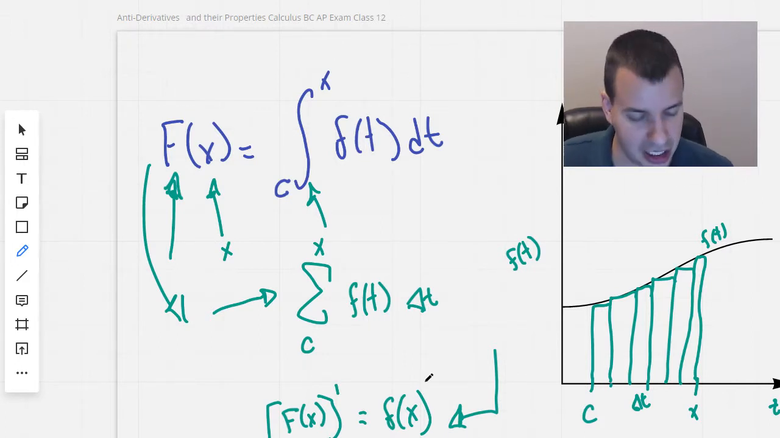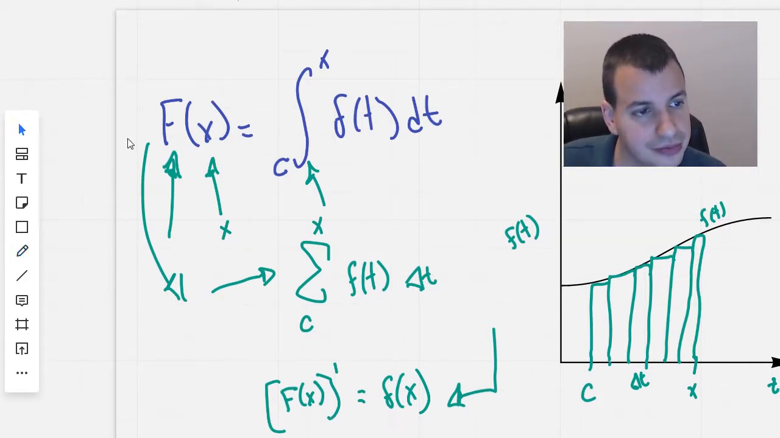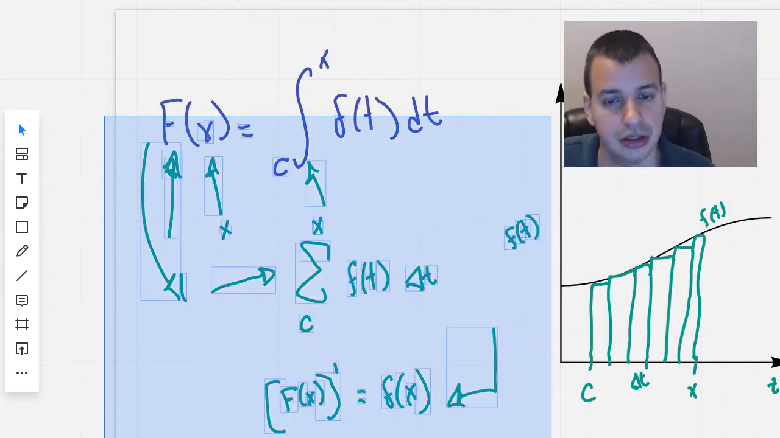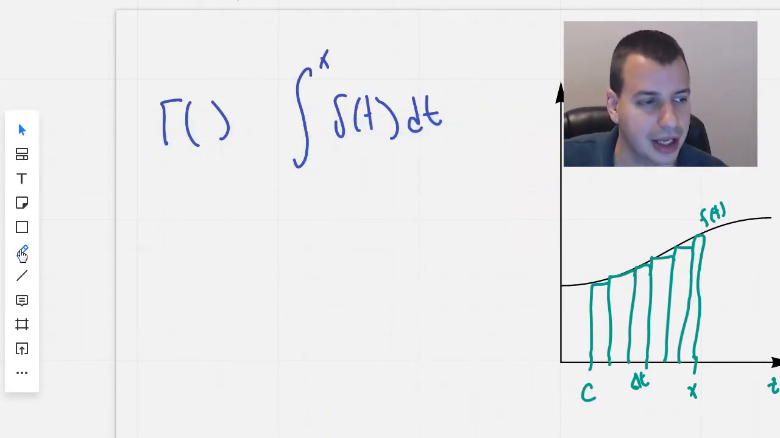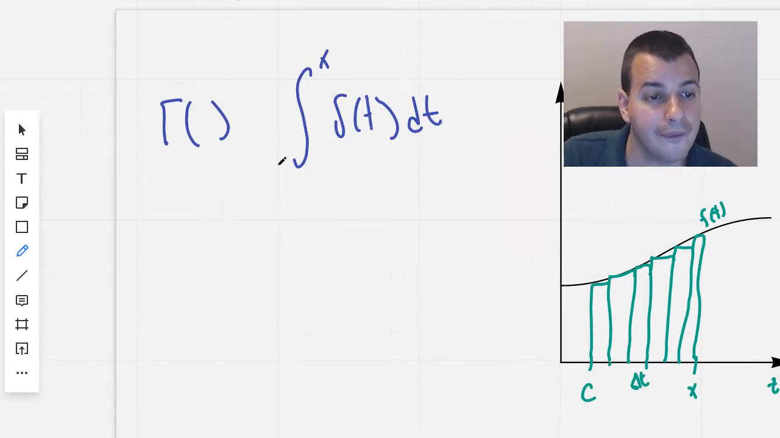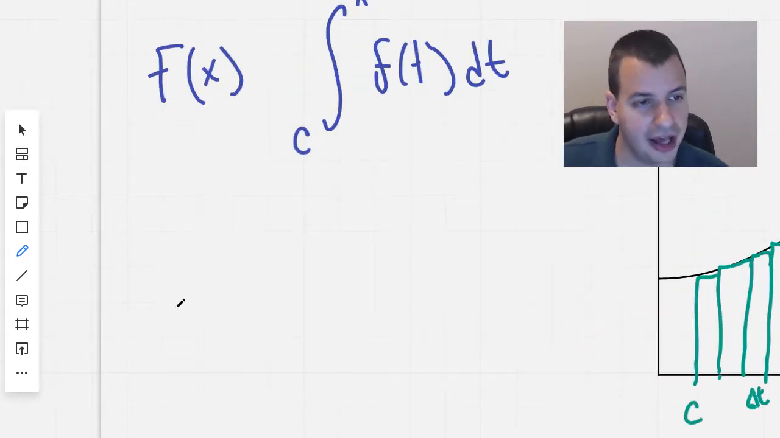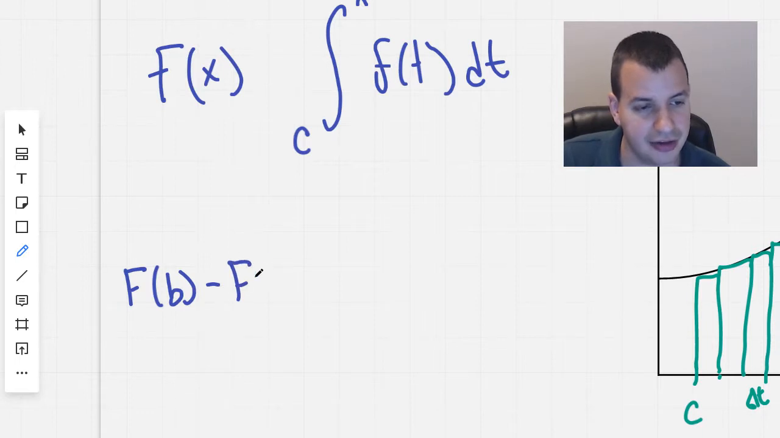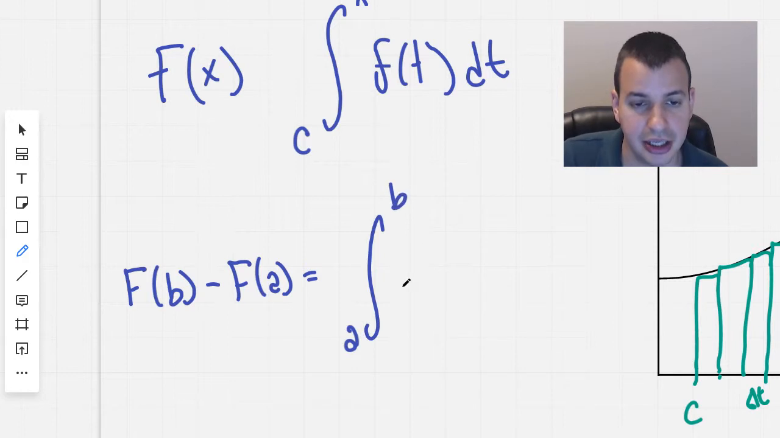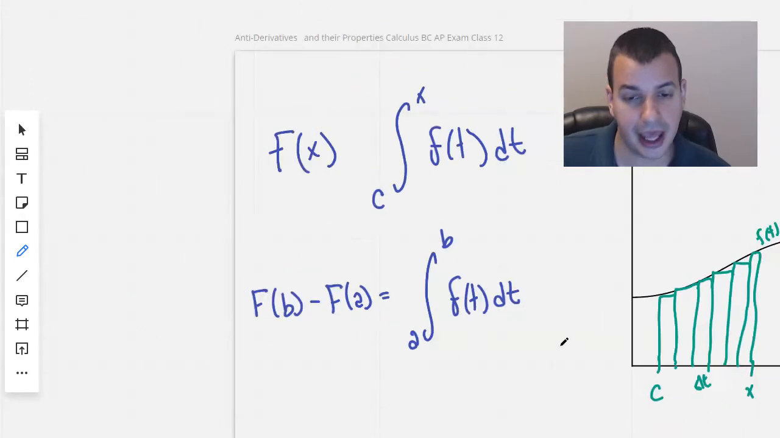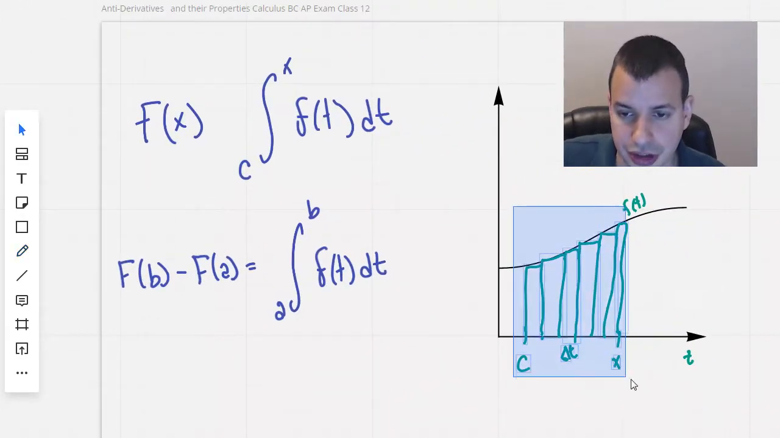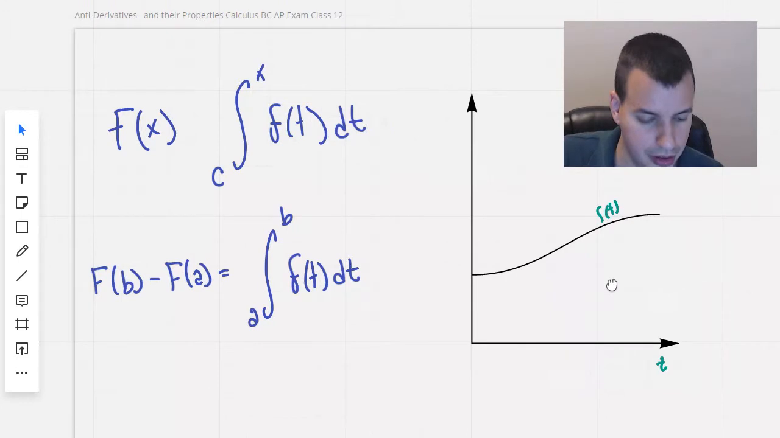Now there is the second fundamental theorem of calculus. If we have, instead of F of x, F of b minus F of a, then that will equal the integral from a to b of f of t dt.